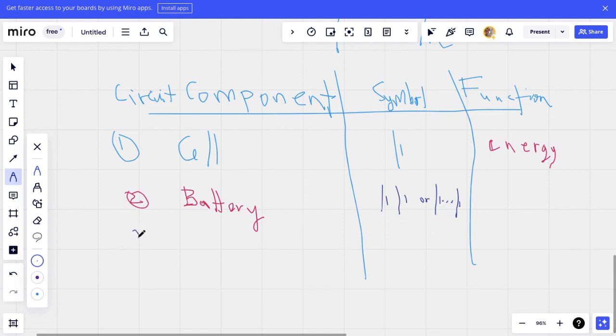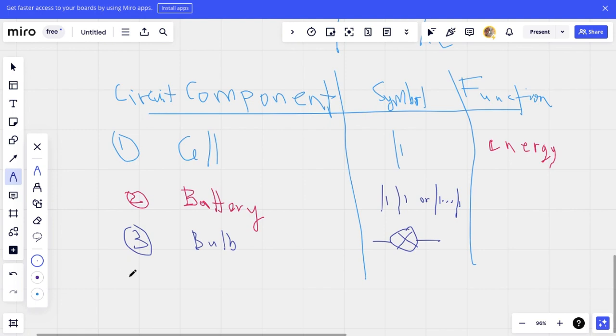Another element we use in building a circuit is the bulb, the electrical bulb you put in your house. The symbol is like this: you draw a circle, and then you draw a cross in the circle. This is a bulb. The bulb is used to glow, to display the voltage.